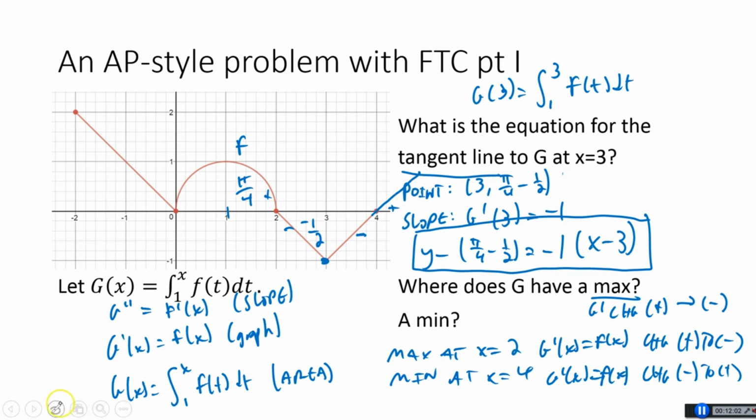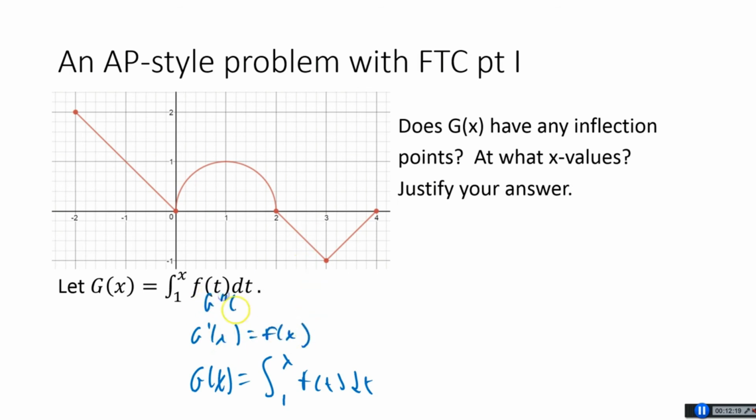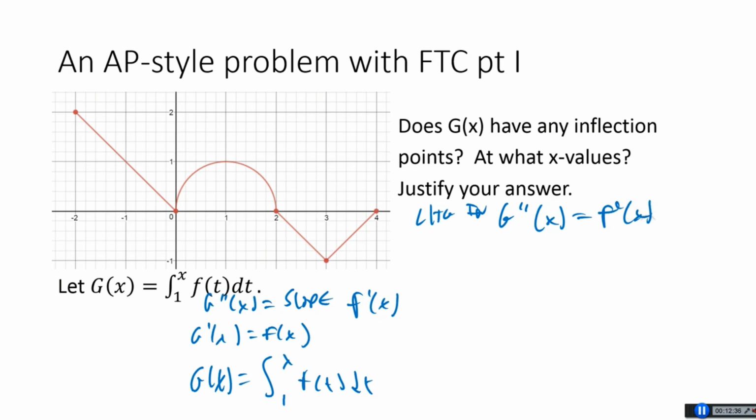Kind of cool. They always love to ask about inflection points. So, tower of functions again. And it seems like overkill, but you need to be able to do this. G of x is the integral from 1 to x of f of t dt. G prime of x is f of x. That's the graph we're looking at. And g double prime of x would be the slope, or f prime of x. That's going to be important for this one because an inflection point happens when there's a change in g double prime of x. Well, g double prime of x is f prime of x. So I'm looking for a change in slope.